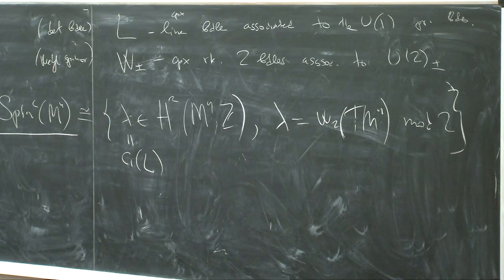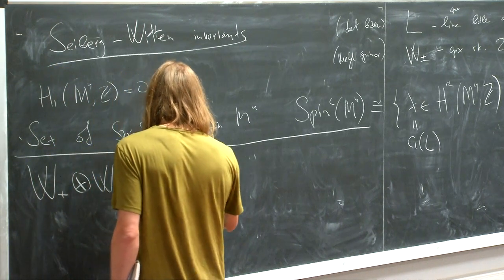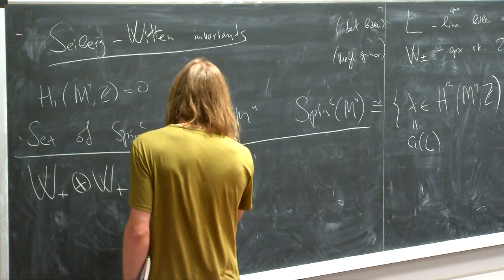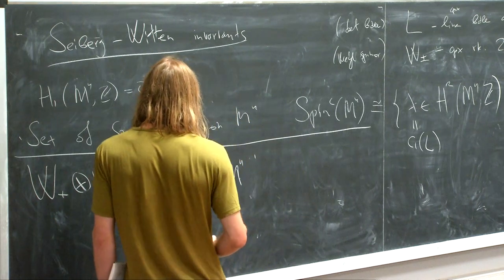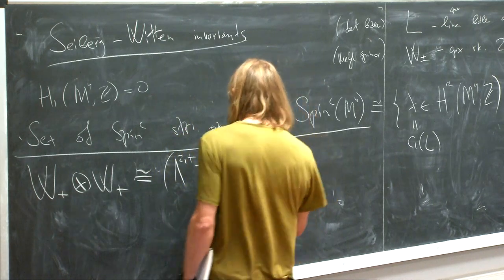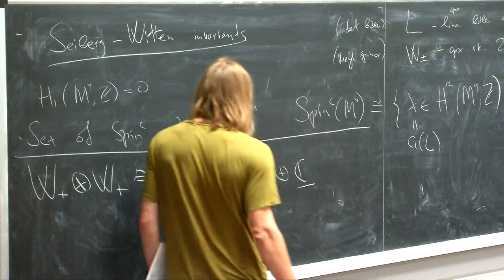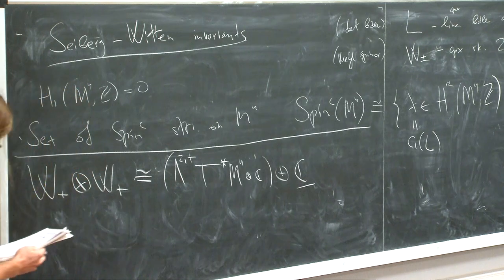So we also want to use the following relation. If I take a tensor product of the W bundle with the W bundle, this can be decomposed as the bundle of self-dual two-forms on a four-manifold tensored with C. So this is some rank 3 complex bundle plus the trivial rank 1 complex bundle.